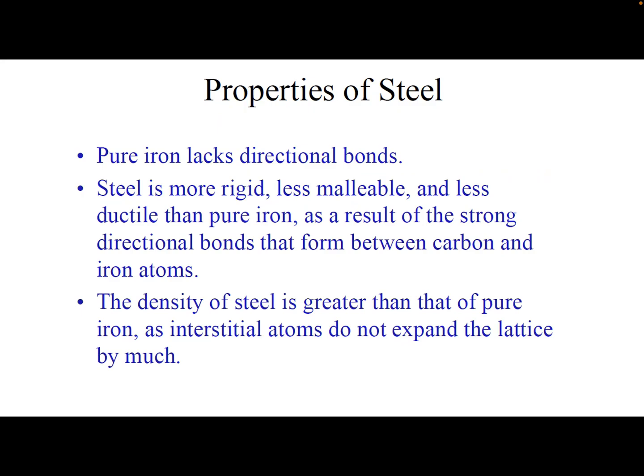Pure iron is relatively soft, ductile, and malleable because it lacks directional bonds. But carbon forms strong directional bonds with the iron atoms, and this is going to make steel much stronger than iron. So by filling those interstitial spaces, the alloy becomes less malleable or more rigid. So the more carbon you add, the stronger the steel becomes.